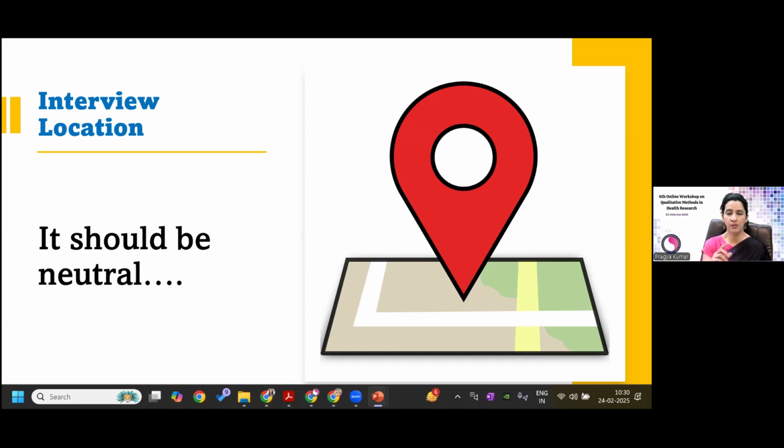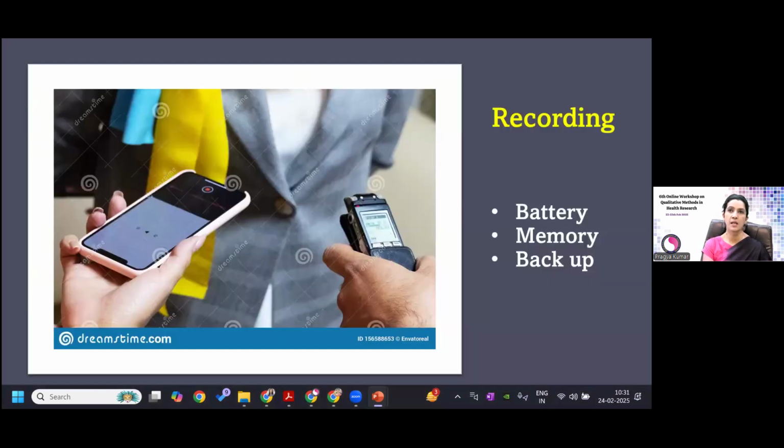Like in one case, while we were doing the alcohol data collection on the perception of people regarding the ban, we had to do the interview in one of the mandirs. But since everyone belonged to the same religion, there was no issue in coming to that particular place. Now coming to the recording, generally you should have two devices.